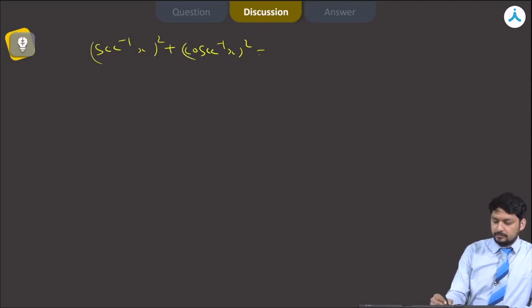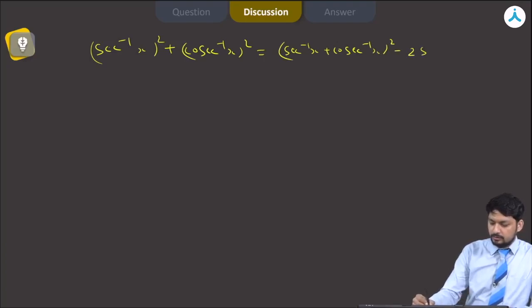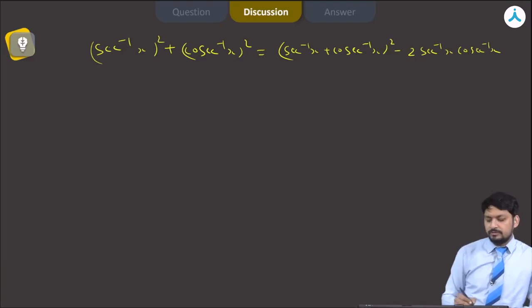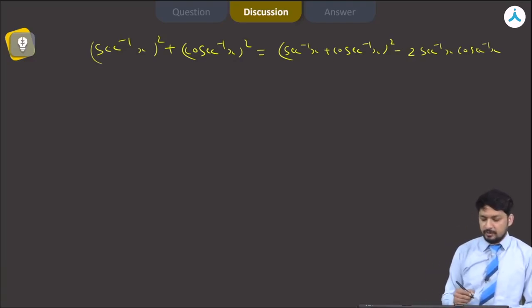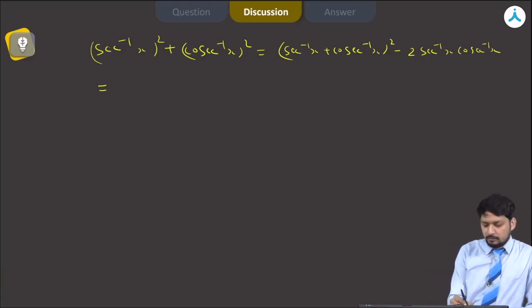So we can write it as (sec⁻¹x + cosec⁻¹x)² minus twice of sec⁻¹x into cosec⁻¹x. Now we know that sec⁻¹x + cosec⁻¹x is equal to π/2. So this expression will become (π/2)² minus twice of sec⁻¹x into, I can write cosec⁻¹x as π/2 minus sec⁻¹x.